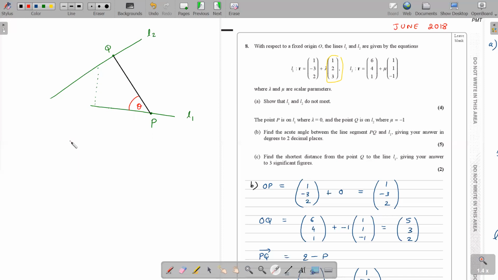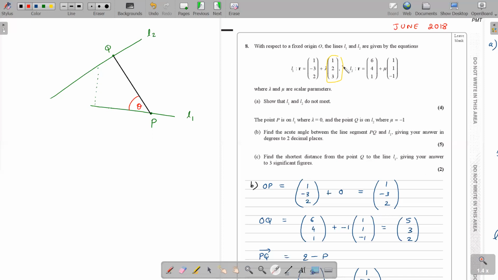These are skew lines. Yes, line 1 and line 2 are what we call skew lines. Why do you call them skew lines? Because these are two lines that do not intersect, and they are not parallel either, because they have two different direction vectors. Here 1, 2, 3, here 1, 1, -1. They are not multiples of each other. So these are called skew lines. Skew lines are basically non-intersecting, non-parallel lines.